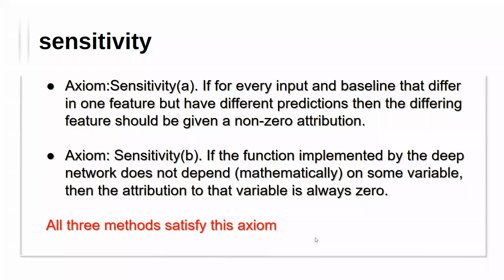Do you think the gradient conforms to the sensitivity? Somehow it's not true, right? Sometimes the gradient is equal to 0, but the feature does have an attribution. Suppose there's a range where the gradient of g is 0, and when we calculate the gradient here, it gives us 0.